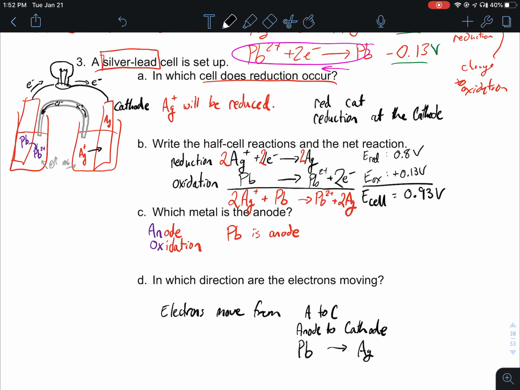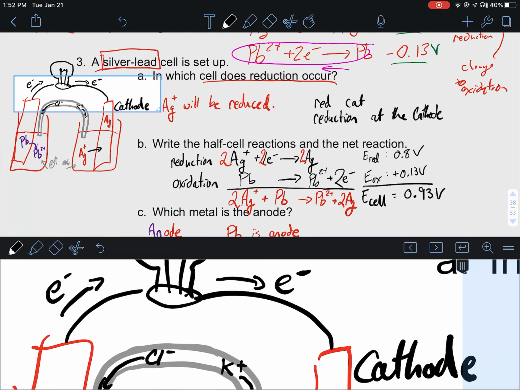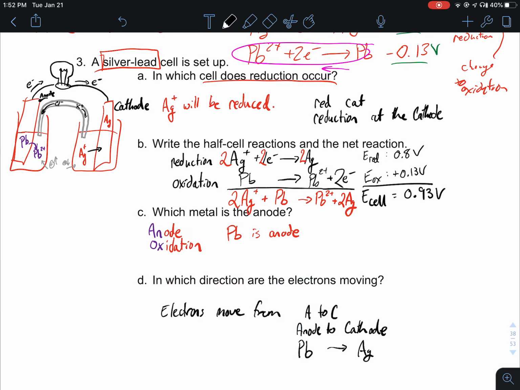We have lead that is being oxidized. We have silver ions in solution that are being reduced. And the electrons from that lead anode are moving to the cathode. Maybe a little bit more labeling could be done up here. Anode. There we go. Okay, and that's that.